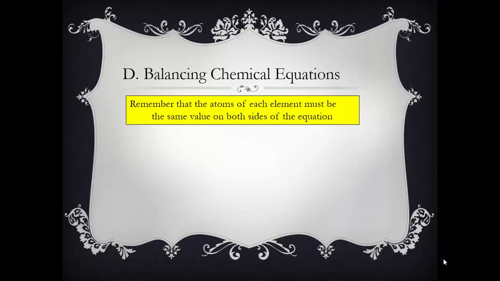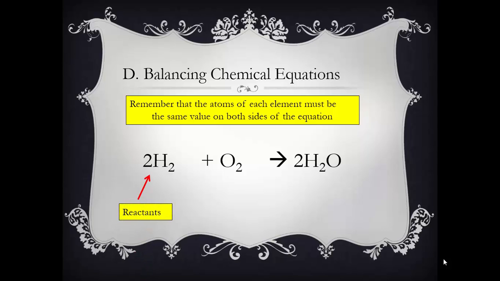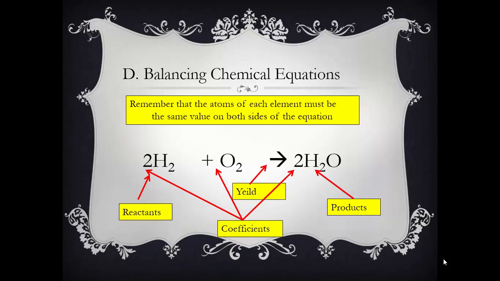Balancing chemical equations. This is pretty much just a review. Remember that you gotta make sure all the atoms are equal on both sides to be balanced. Like here, you have 4 hydrogens. That's the reactant side. That's your product side, and there's your yield sign. You gotta make sure you know what those are. And then the numbers in front are coefficients.